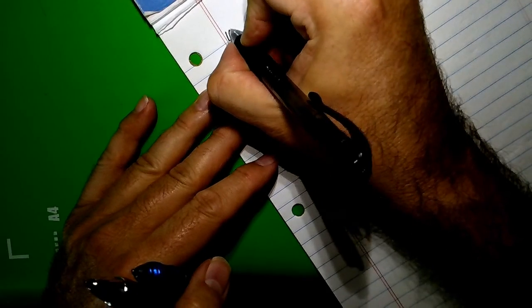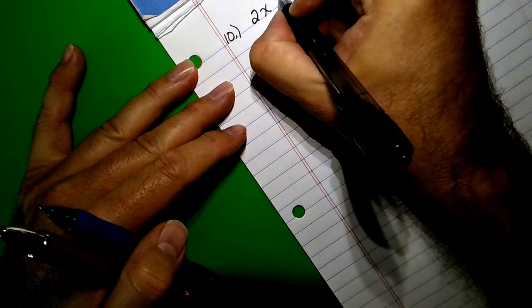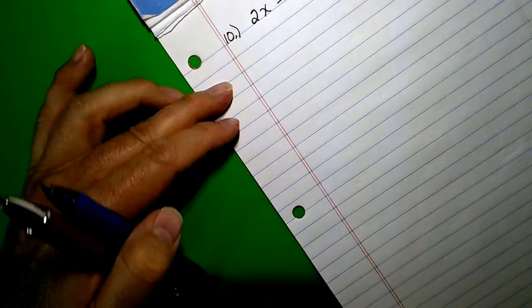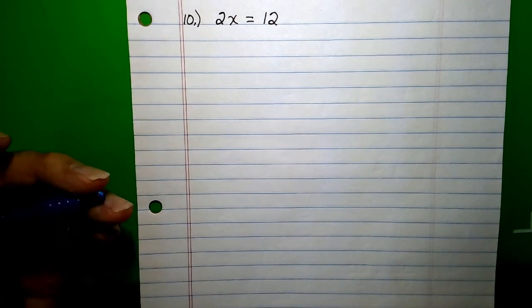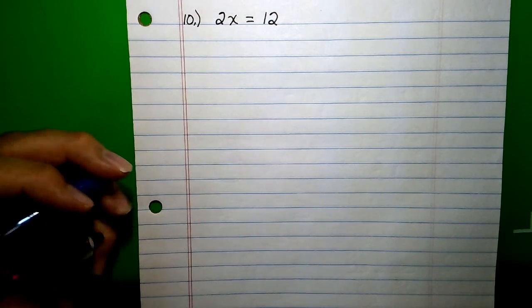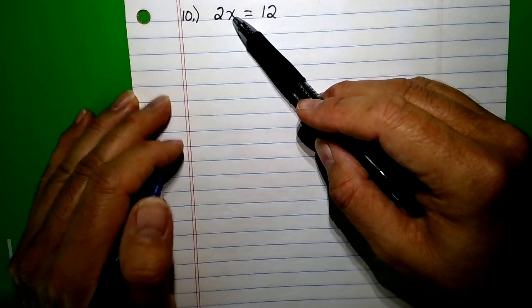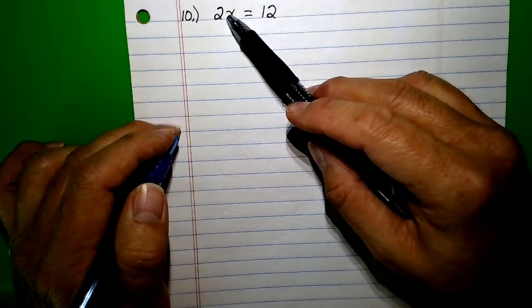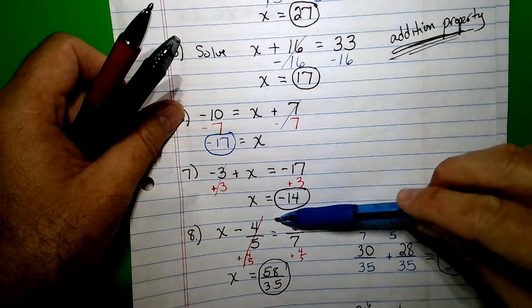Number 10, right? Have I done 9? Yeah, okay. Number 10, 2x equals 12. How does this problem differ from the other ones? Well, it is very different. What's the operation going on here? When you just have a variable and a number attached and there's no plus or minus in it, the operation that's going on is multiplication. Over here, we were using adding and subtracting.